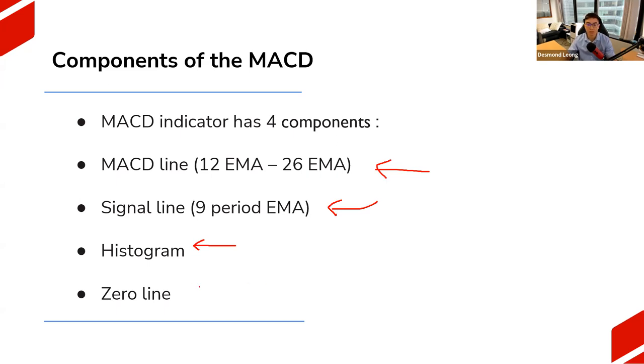Next, we also have the zero line. So this is a horizontal line at zero and represents the points where the MACD line and the signal line intersect. So the zero line can also be used as a support or resistance level for the trend. Okay, so next.